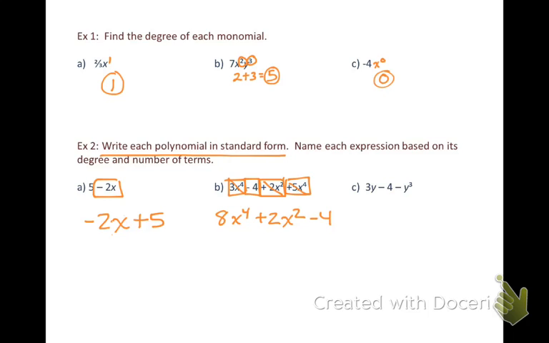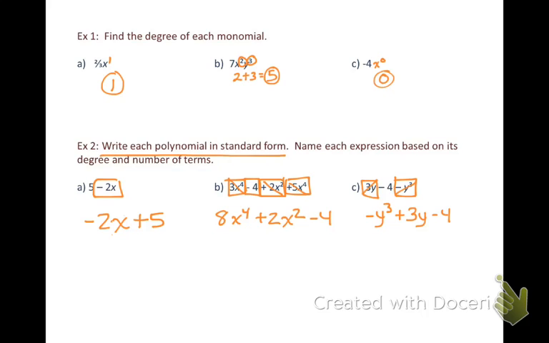C. Again, we're looking for the highest exponent, which would be y to the 3rd, but remember to keep your minus sign with it, so it would be negative y cubed. And the next variable is 3y, so we'll go plus 3y, and last is 4.